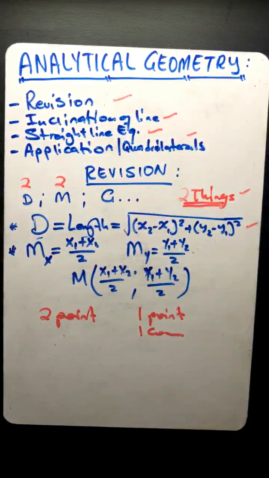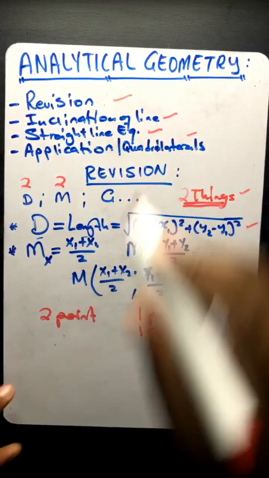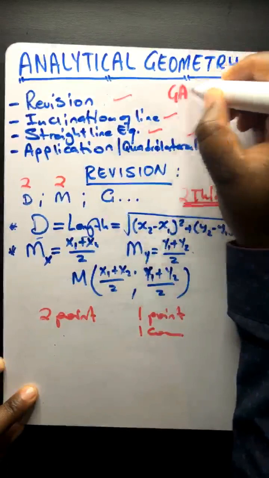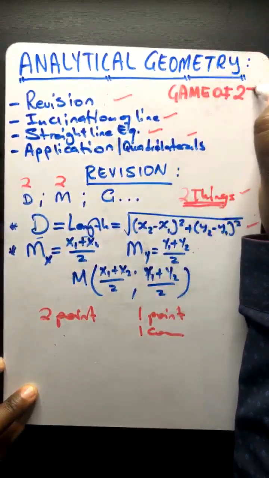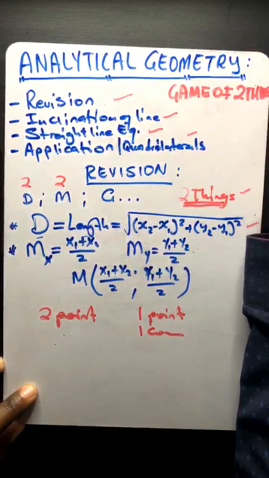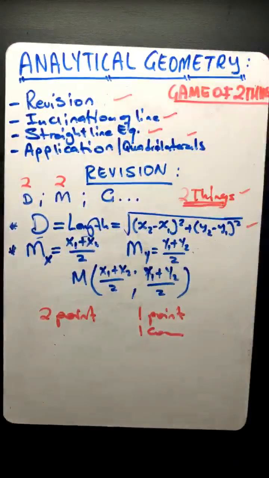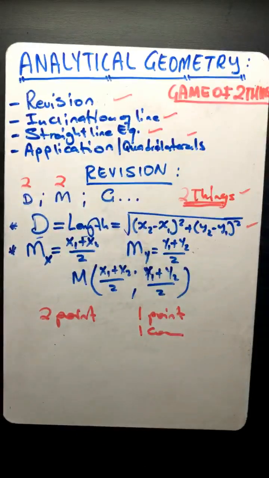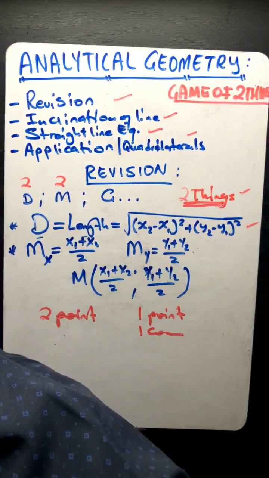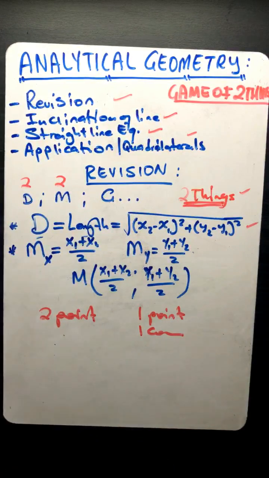I can tell you now, analytical geometry is a game of 2 things. Just write it as part of your notes in capital letters and say game of 2 things. Not Game of Thrones. I'm saying game of 2 things. In most cases I'm going to say 2 things, 2 things, 2 things. So it is very important that you remember that.